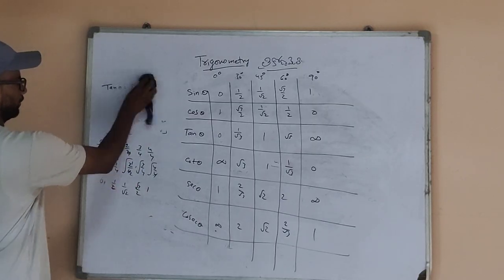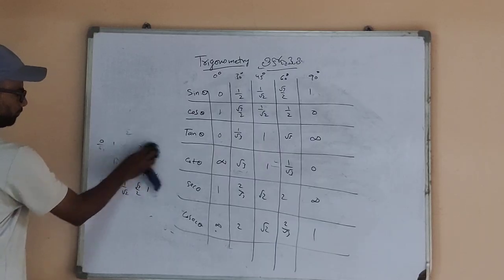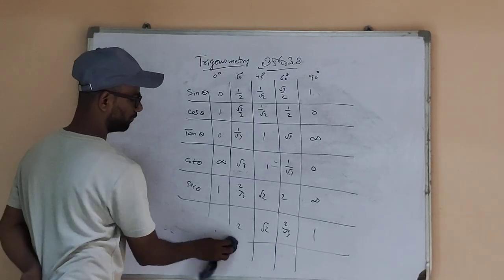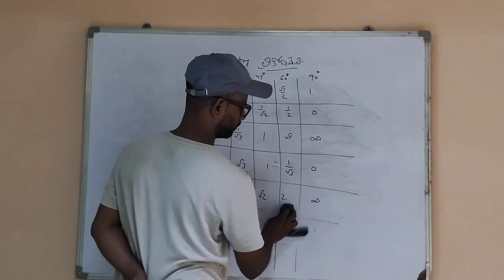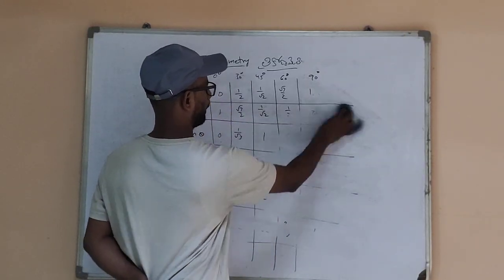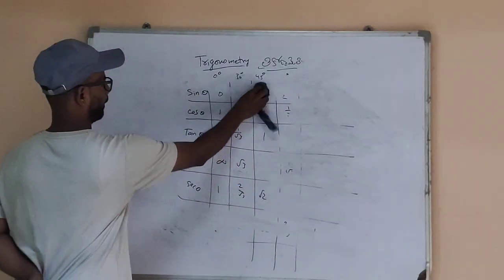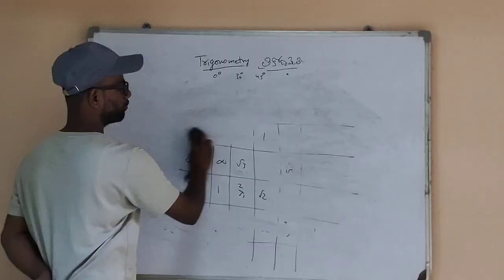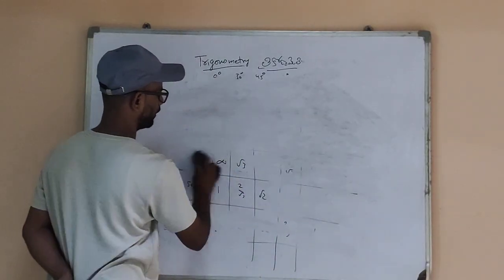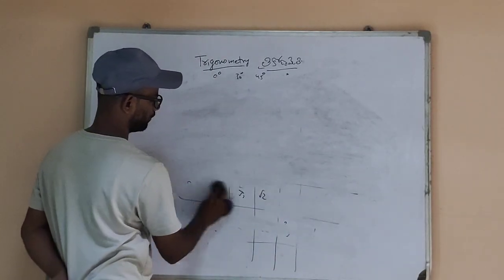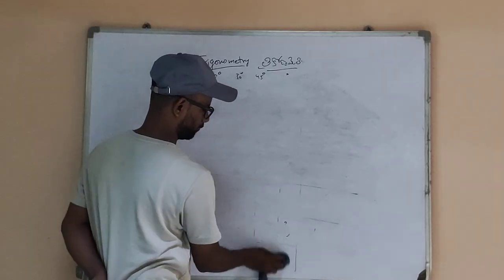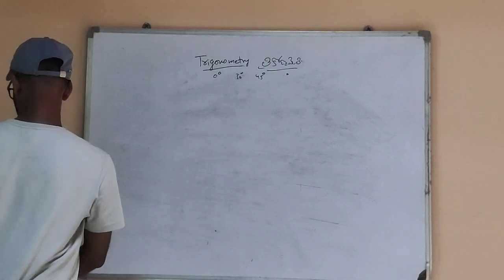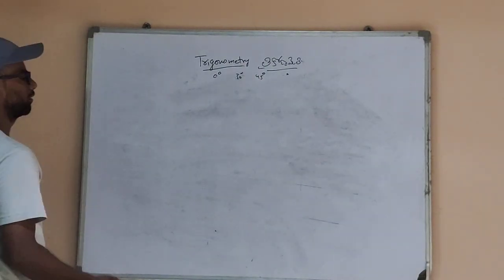Wait, I will explain the next one. For the values, now we will find out the values of angles more than 90, or multiples of 90 or multiples of 45, like that. Okay, so next one, listen here.